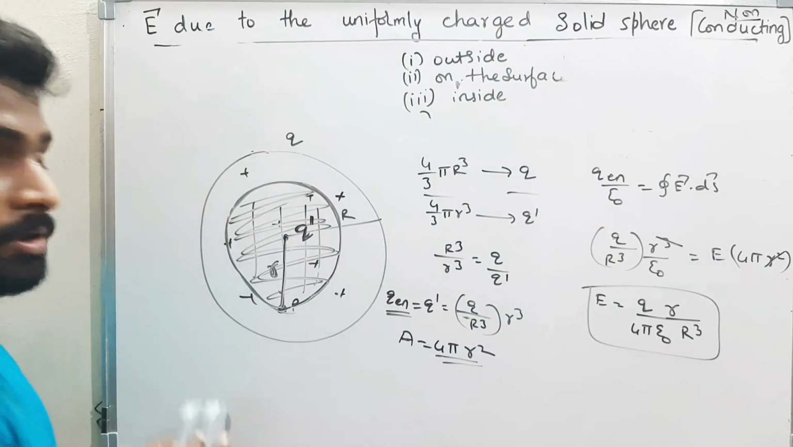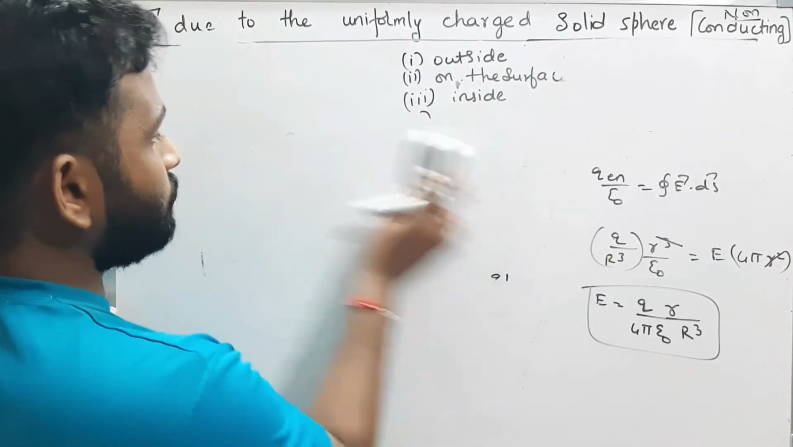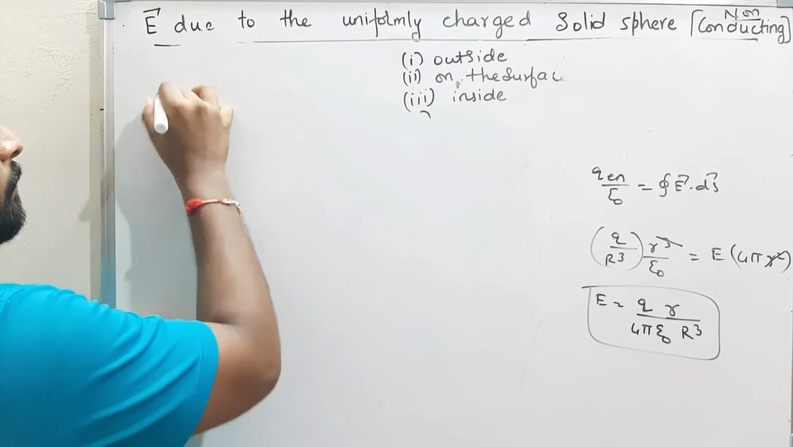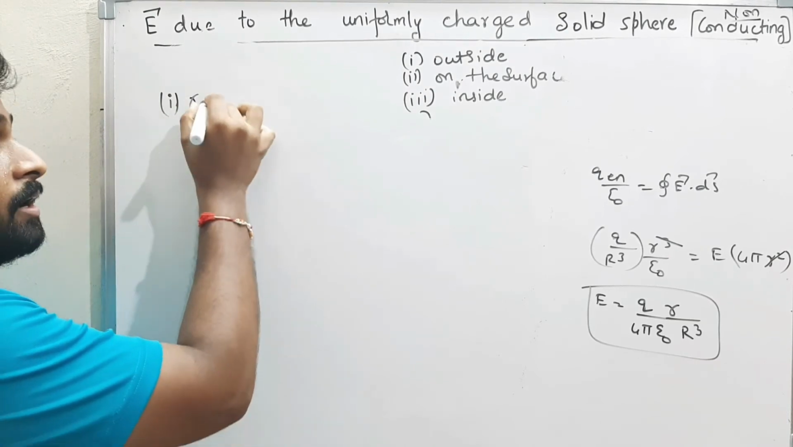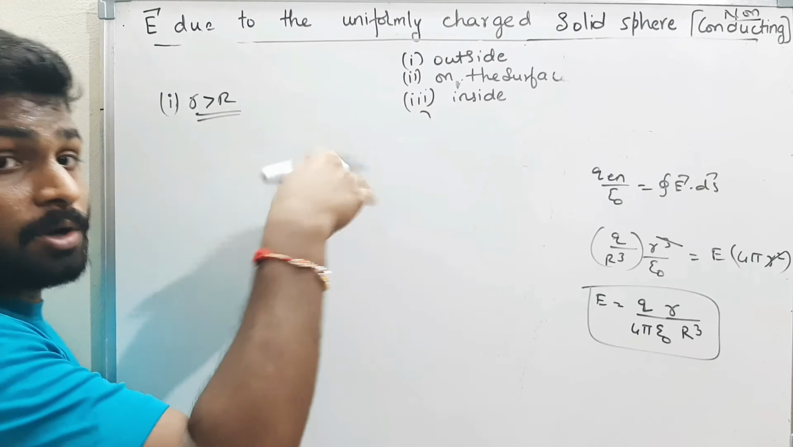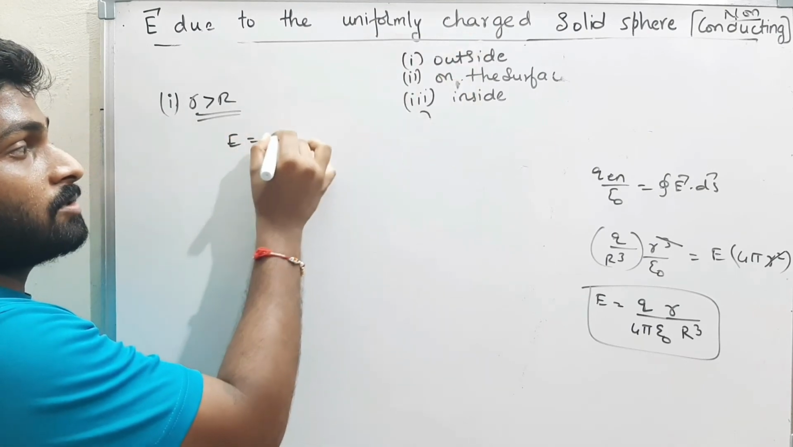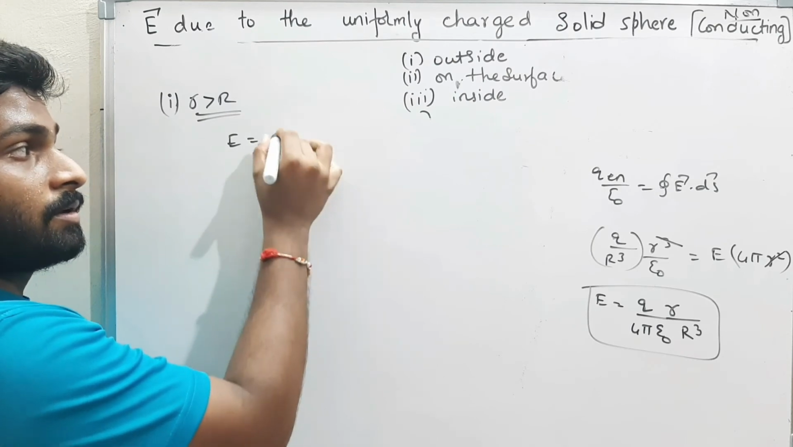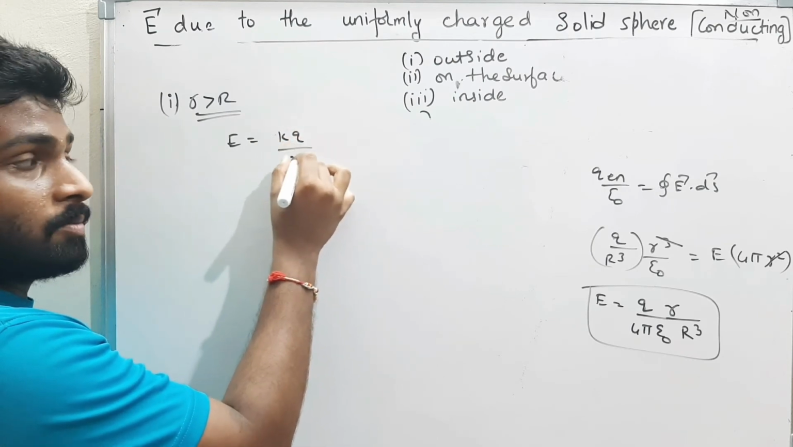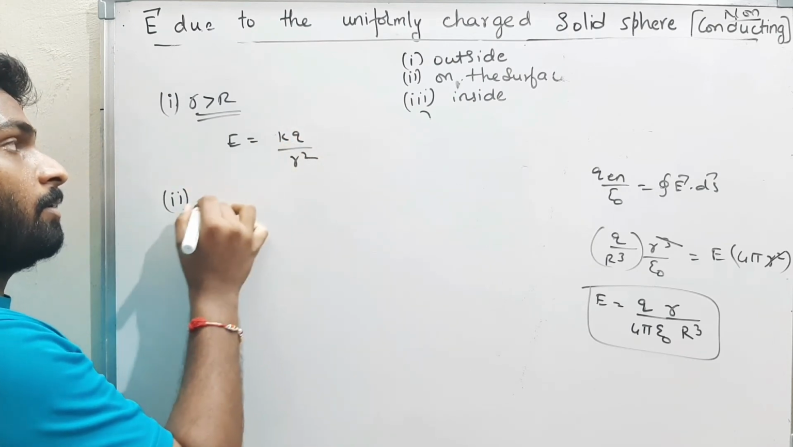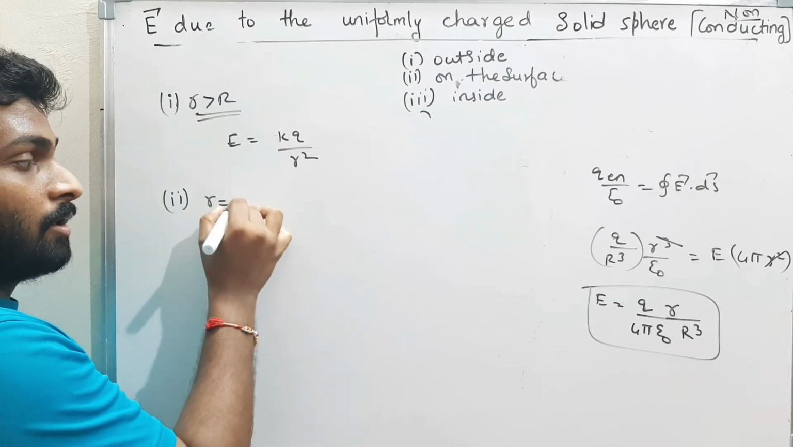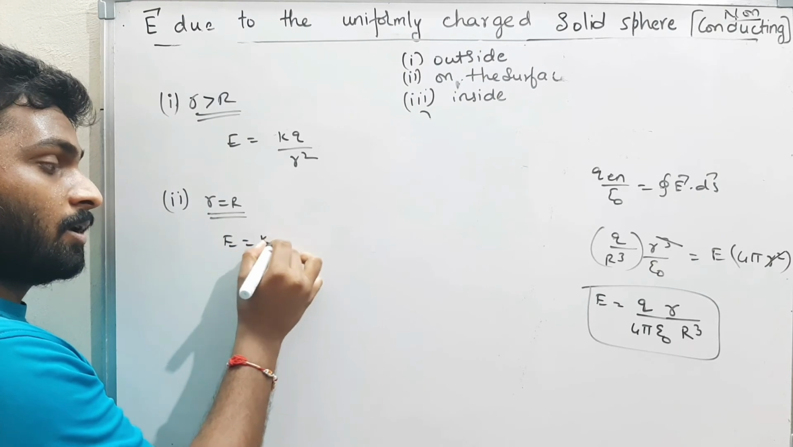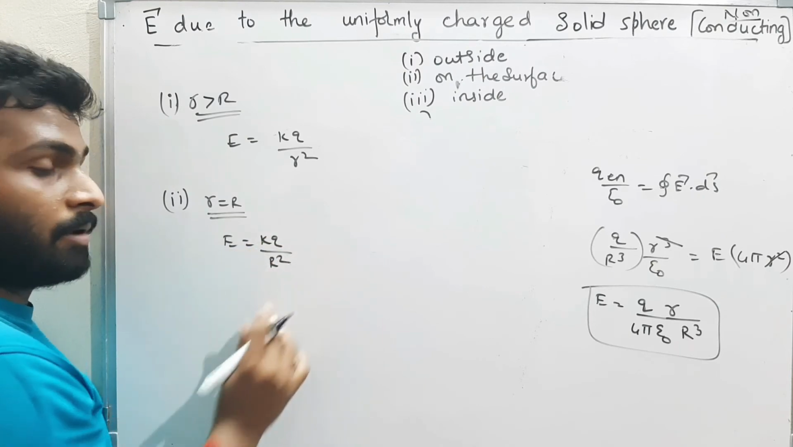I will draw the graph for this. Now see here. When r is greater than capital R, what is the meaning of that? When the point is outside, then the electric field is kq by small r square. When the point is on the surface, that means small r is equal to capital R, then the electric field is kq by capital R square.